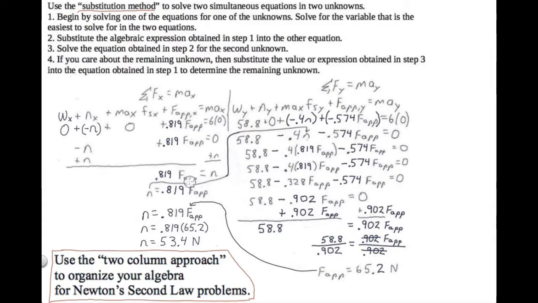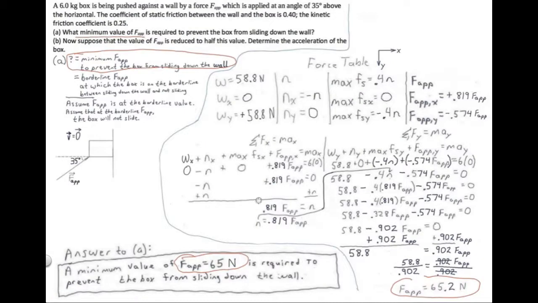As usual, we have arranged our math for the Newton's second law equations in 2 adjacent columns. I think that this 2-column approach is especially helpful when you have to use the substitution method, because the 2 columns help us to keep the algebra organized. Now we're ready to answer the question. I'll round this result off to 65 newtons.